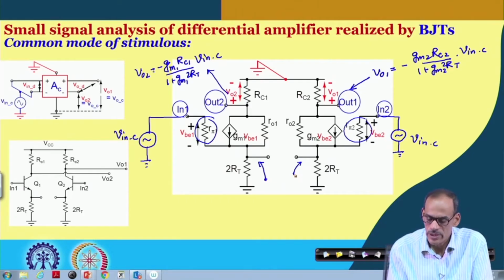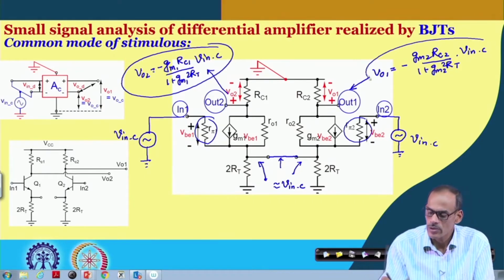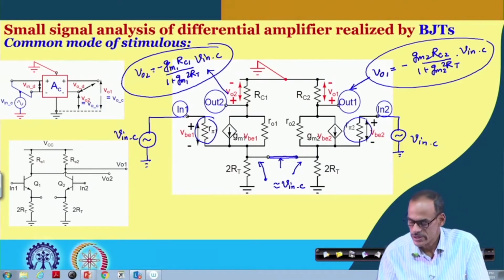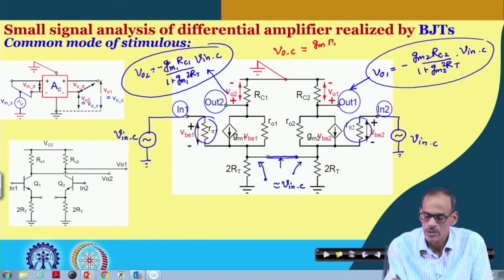Now, since the signals here and here are in phase, even if we make this connection, the signal coming here will remain unchanged, namely approximately equal to V in C, and as a result these two outputs, even after making this connection, remain unchanged. Hence VOC is approximately equal to minus gm RC divided by 1 plus gm into 2 RT, times V in C. So, you may ignore this one and then you can remove this gm part.